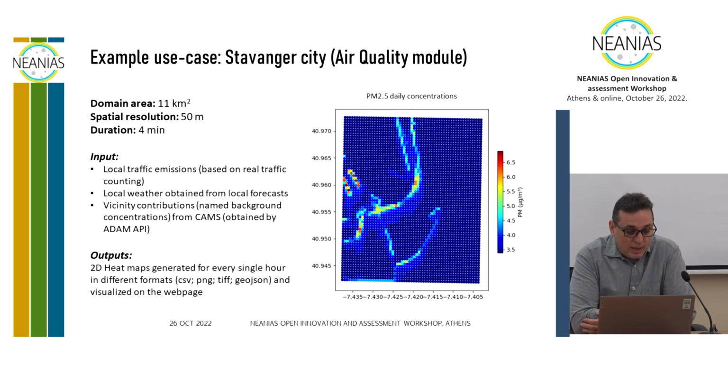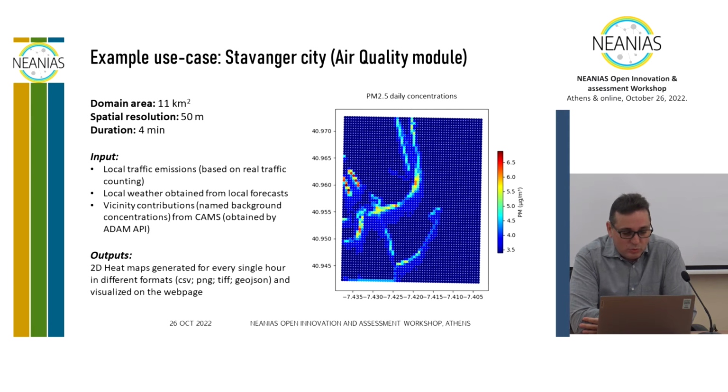The input is local traffic emissions based on real traffic counting that was available in Stavanger City, using cameras, I think. Local weather obtained from local forecasts, and vicinity contributions, also known as background concentrations, that came from Copernicus via the Adam API. The Adam API is another core service of the NEANIAS system. The good thing that it has, it allows you to get access to Copernicus data in a more friendly manner.